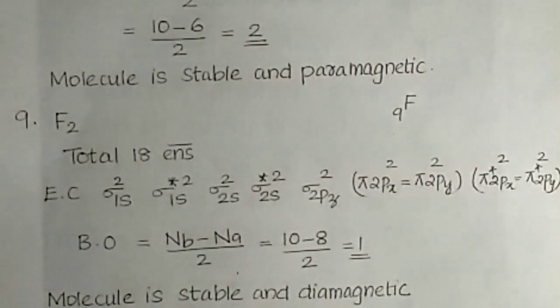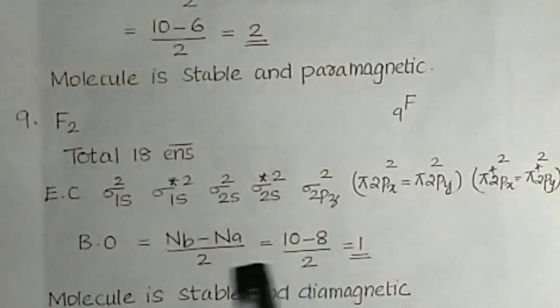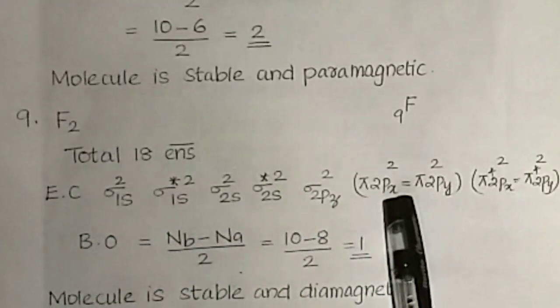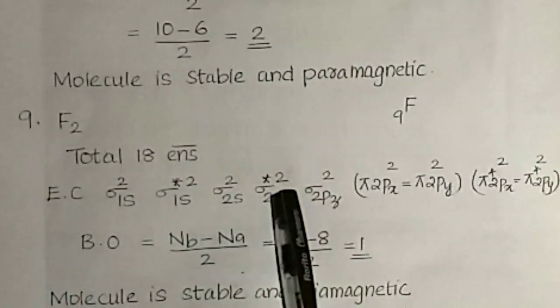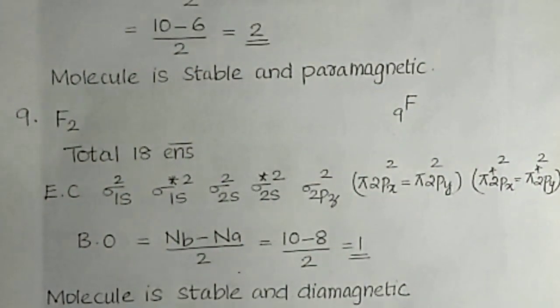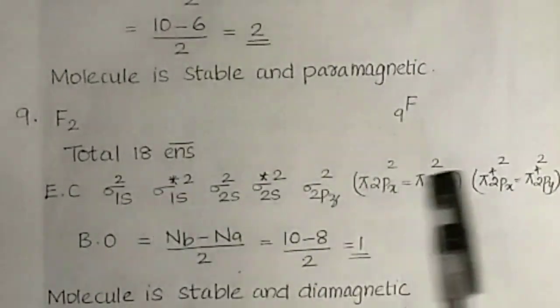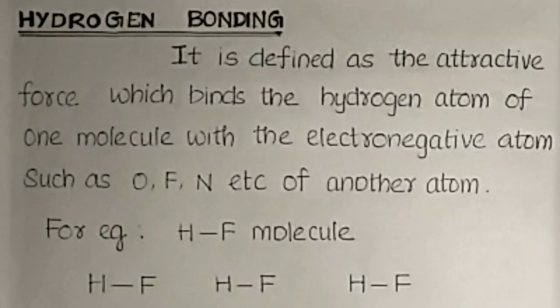Total 18 electrons. Then bond order is equal to Nb minus Na by 2. Bonding: 2, 4, 6, 8, 10. 10 minus antibonding: 2, 4, 6, 8. 8 divided by 2 is equal to 1. So from this, in the fluorine molecule a single bond is present. The molecule is stable and diamagnetic due to the presence of paired electrons. All electrons are paired.